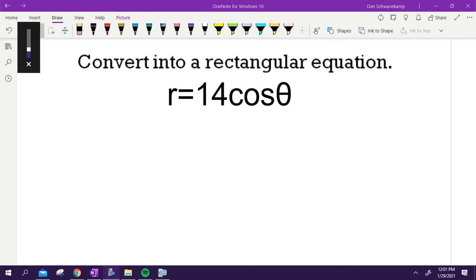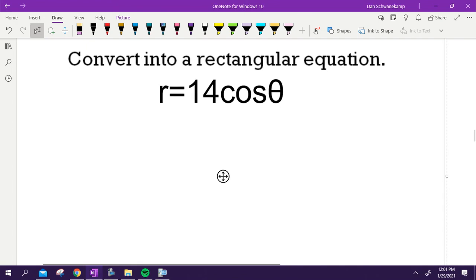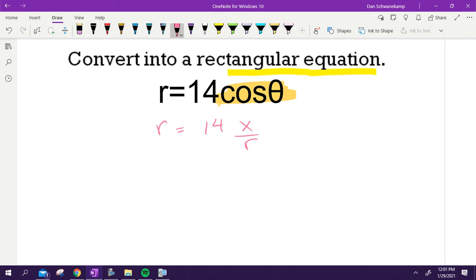Again, if there is one problem that you need to review from today, it'd be this one. Most of us are fine, but if you've forgotten it, you got to remember it. We're converting to a rectangular equation. Right now, it's in r and theta, so we need to go to x and y. The first thing I would do is substitute out cosine theta. Cosine theta is the same thing as x over r.